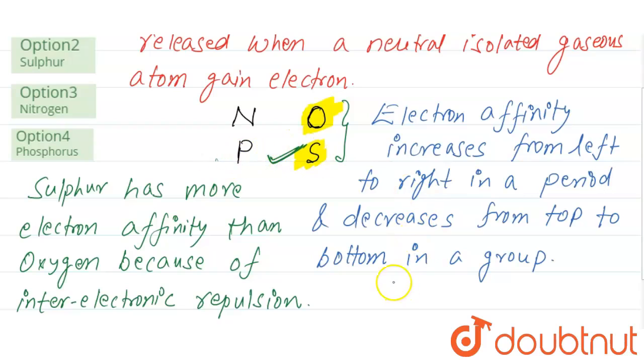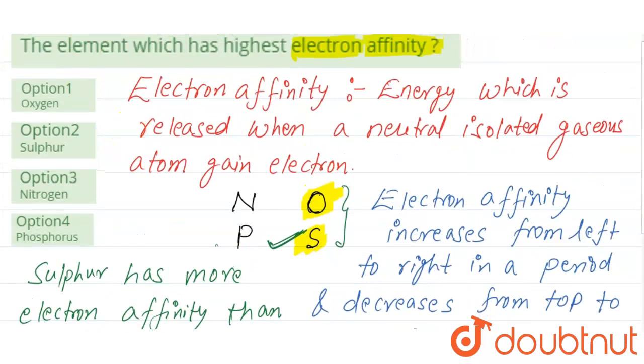And as we also know that out of phosphorus and sulfur, sulfur has greater electron affinity than phosphorus. So the correct option for this question is option number 2, and that is sulfur.